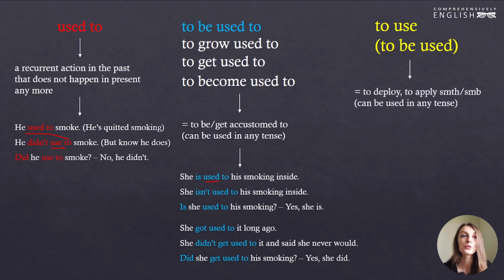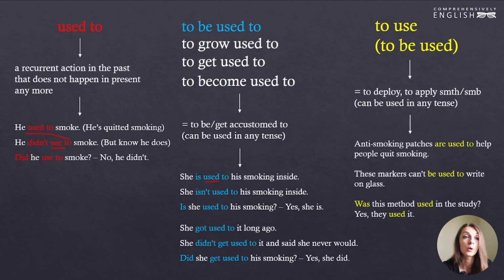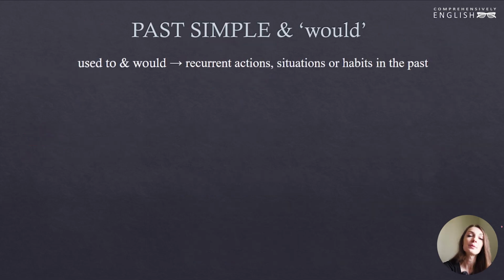To use, to be used, to deploy or to apply something, to engage something, can be used in many tenses as well. Anti-smoking patches are used to help people quit smoking. These markers can't be used to write on glass. Was this method used in the study? Yes, they used it. Again, you know the passive voice is formed with the help of to be and the participle. That's what we have here, right? The past simple and would. Used to and would are synonyms. They both express recurrent actions, situations, or habits in the past.